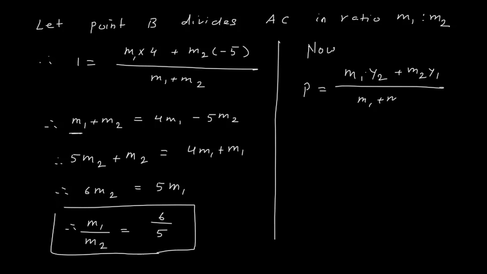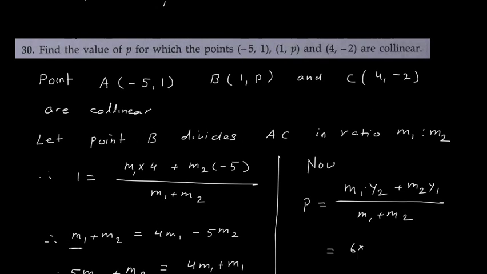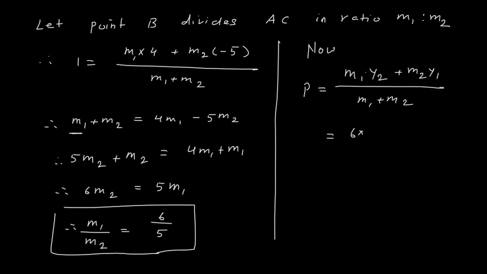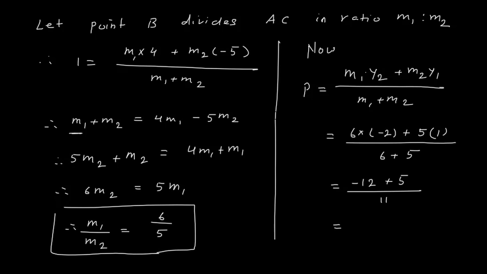So this will give me 6 into y2, which I will take as minus 2, plus 5 into the value of y1, which is 1. This whole divided by M1 plus M2, which is 6 plus 5. So it equals 6 into minus 2, which is minus 12, plus 5, divided by 6 plus 5, which is 11. So that is equal to minus 7 divided by 11. So this is the value of P. We have to find the value of P. This is the value of P.